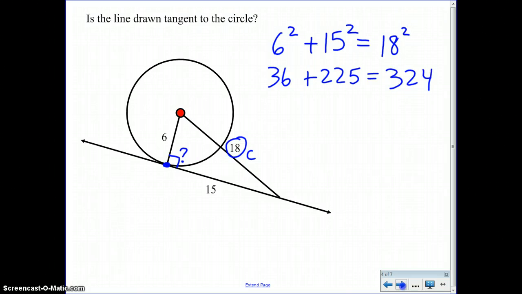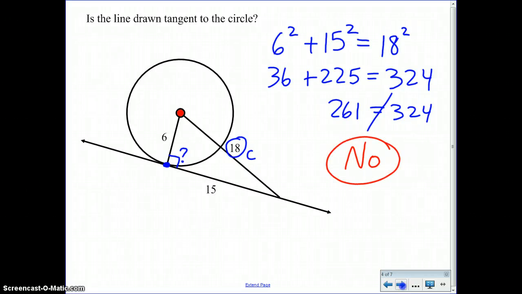If we add the left side, we get 261 equals 324. Well, 261 does not equal 324, so this is not a right triangle, which means that this is not a right angle, which means that it's not a tangent.